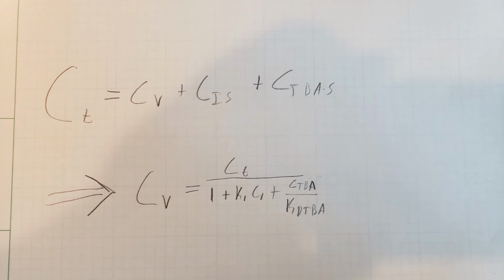Next up, we will find a relation for C_V using equation S10-7 on page 734. That equation is C_T equals C_V plus C_I.S plus C_TBA.S. We'll use the equations we've derived before to plug in for C_V and C_I.S and C_TBA.S, and we'll solve for C_V, yielding C_T over 1 plus K_I C_I plus C_TBA over K_D,TBA.